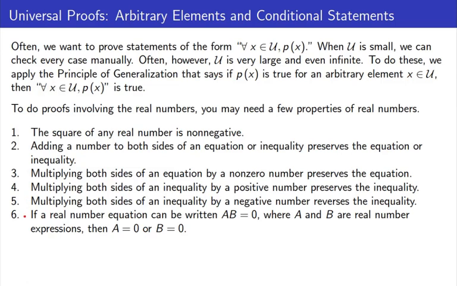And then finally, this last property is called the zero product property. The zero product property basically says that if you have a product of two expressions, say a times b is equal to 0, what that means is that either a could equal 0 or b could equal 0. But one of them at least has to be 0 in order for that product to be 0.